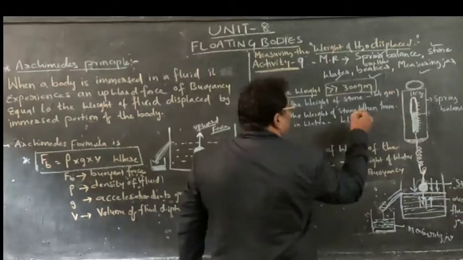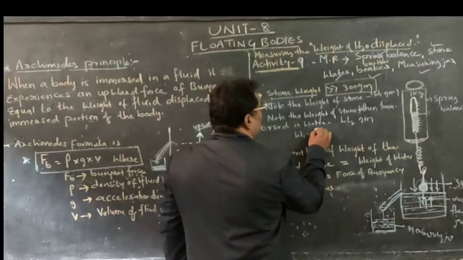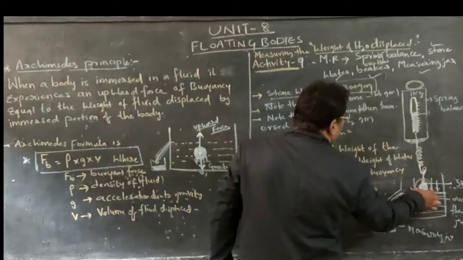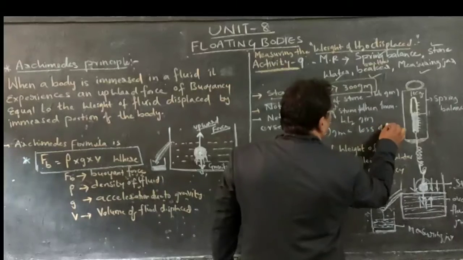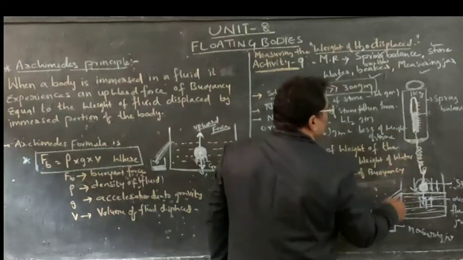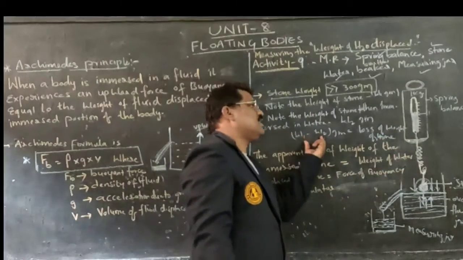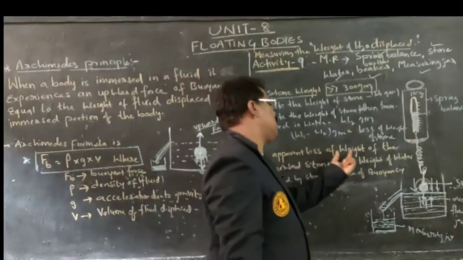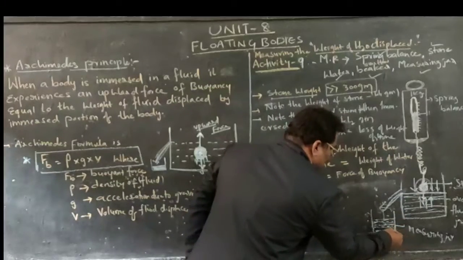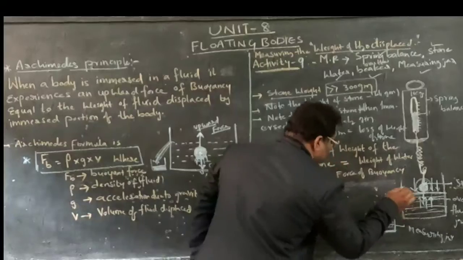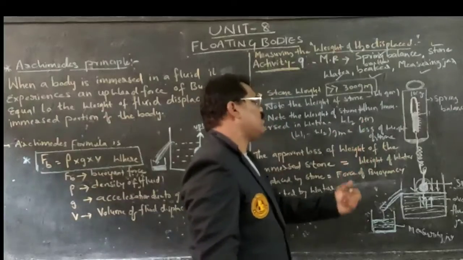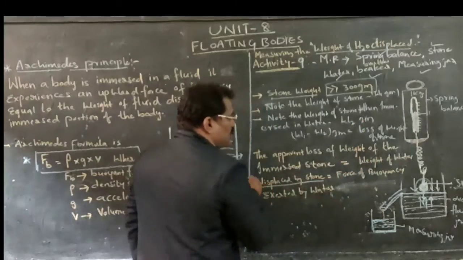If you want to find the difference between these two weights, what do we get? W1 grams minus W2 grams. If I calculate how much weight the body has lost, the apparent loss of weight of the object, the weight of the stone, can be easily identified by differentiating these two. So the apparent loss of weight of the stone is equal to the weight of water displaced by the stone.